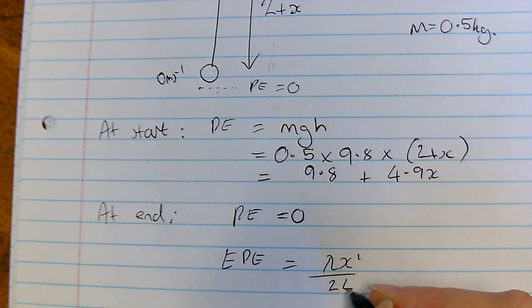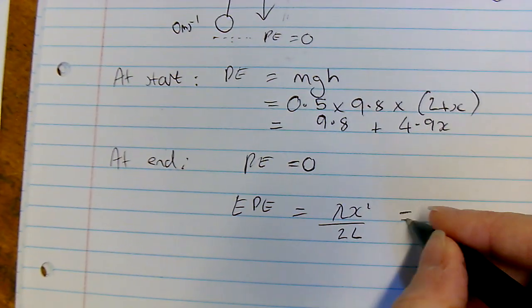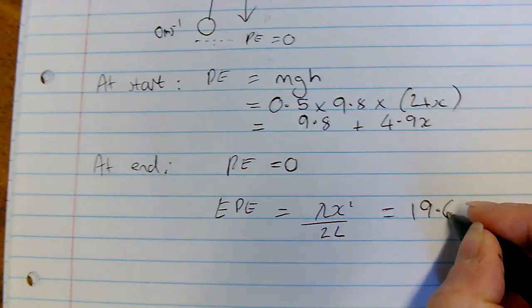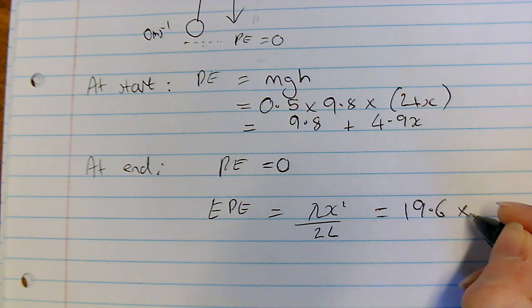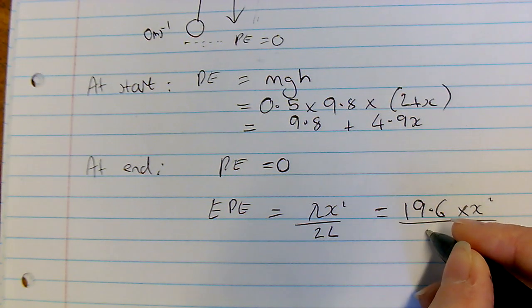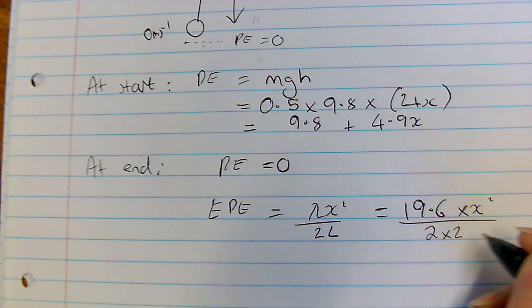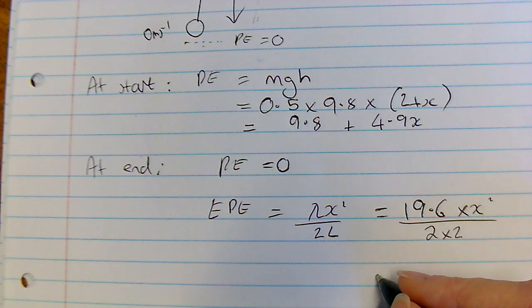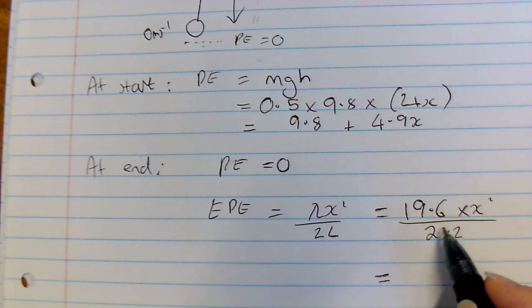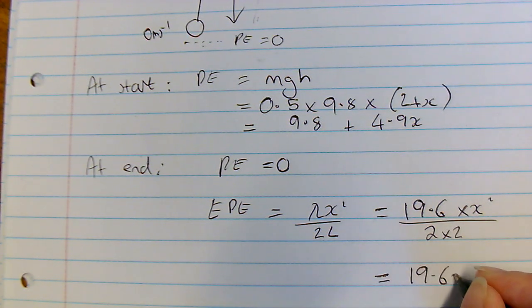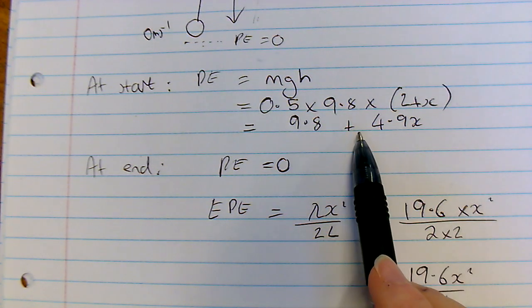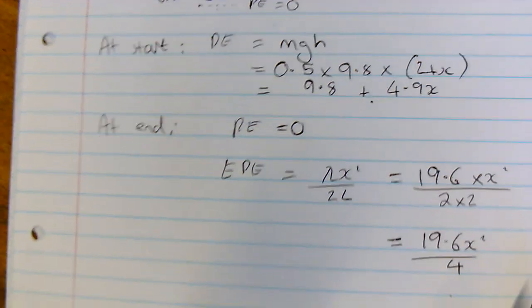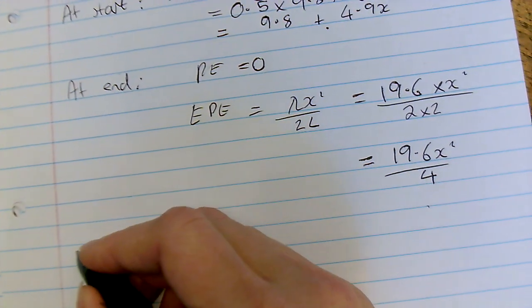So we can use this formula. Put our numbers into that one. So from the question, we can get lambda is 19.6. We don't know the extension, and we know that the natural length is 2. So we can simplify this to that. Now, conservation of energy, energy at start equals energy at end. So we can put these two equal to each other.